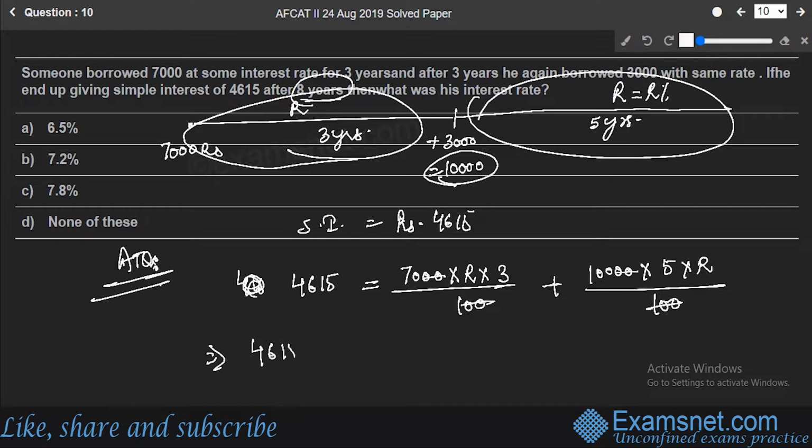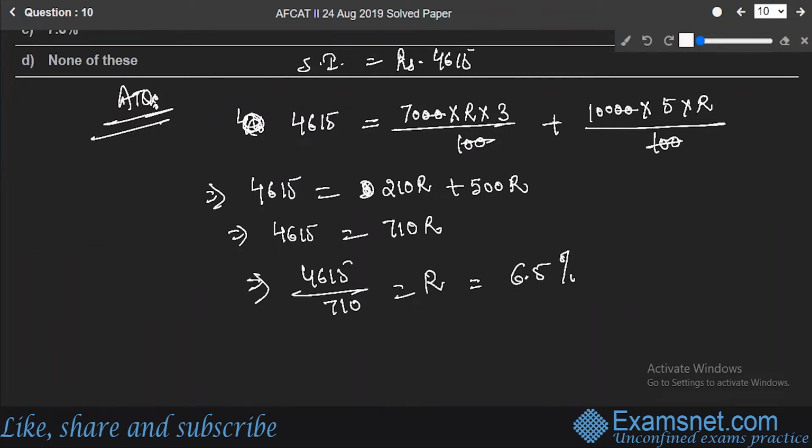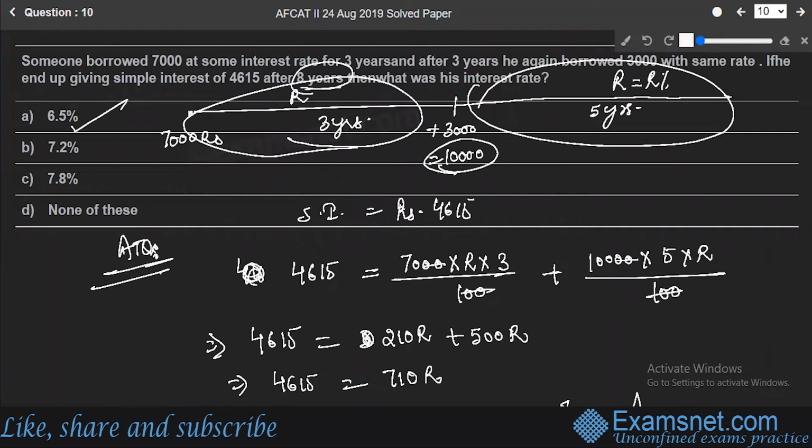So you will have 4615 is equal to 210 R plus 500 R. This will give you 4615 is equal to 710 R. So 4615 divided by 710 is equal to R, which will be 6.5%. So this is the answer to the question. Let's check the options. Option A is the correct answer to this question. Hope you are very much clear.